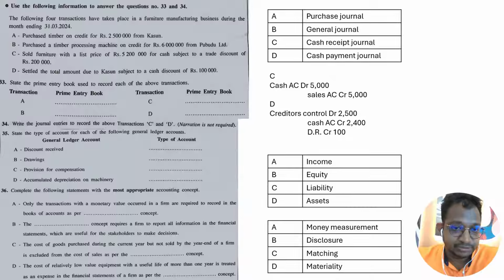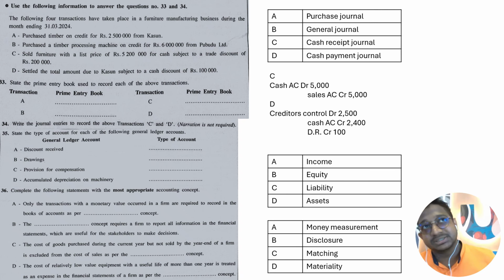34, write the journal entry to record the above transaction C and D. C, sold furniture with a list price. So keep in mind when the list price and the discount are given, so trade discounts are given, that trade discount you should deduct from the amount and then get the net value. But you are not recording double entries, which means debit or credit, for your trade discounts, right?